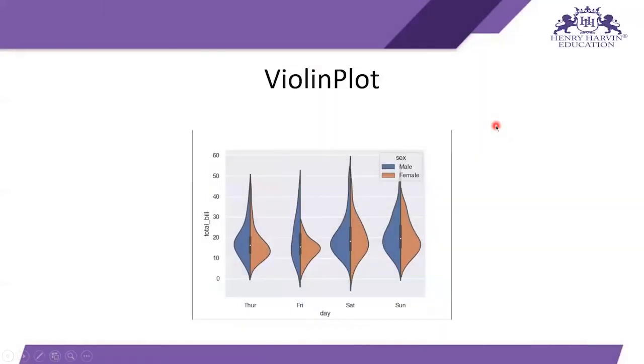And next comes the violin plot. Here in the violin plot, let's say this is the data where I combine data of male and female to compare their total bill amount. As you can see, on Thursday the total bill spent by male is this, and the total bill spent by female is this. Here this wide part means more amount, and this goes to a point, so there is less amount. As you can see on Friday, more females spent in the range between 10 to 20. So this is all about the violin plot.